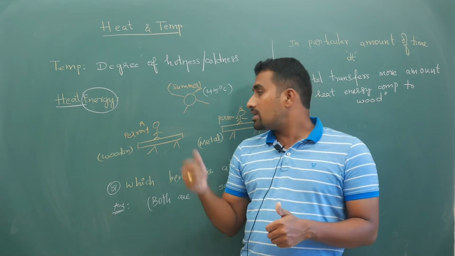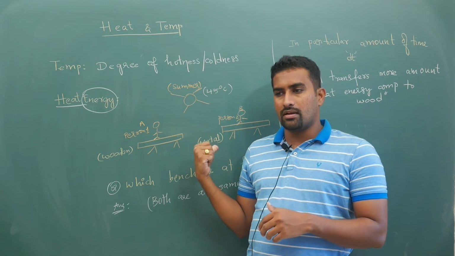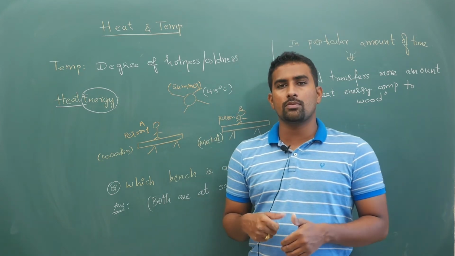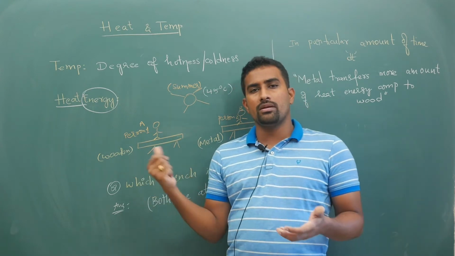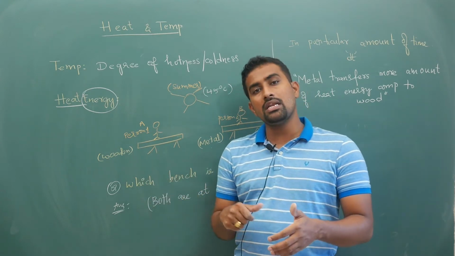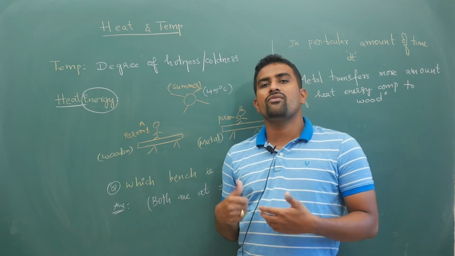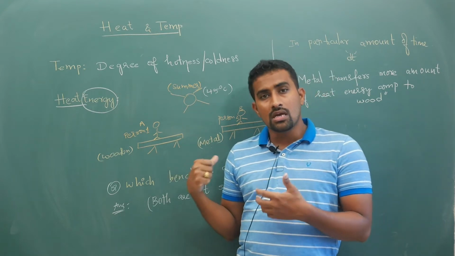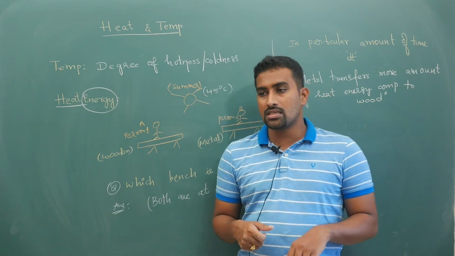But in this case, we feel more hotness in the case of the metal bench, because it is transferring more heat energy in a particular amount of time. It's not that the wooden bench will not transfer heat energy. Even sitting on the wooden bench will make you feel hot, but compared to wood, metal feels hotter, because in a particular amount of time conductivity is more, so more heat energy is transferred.